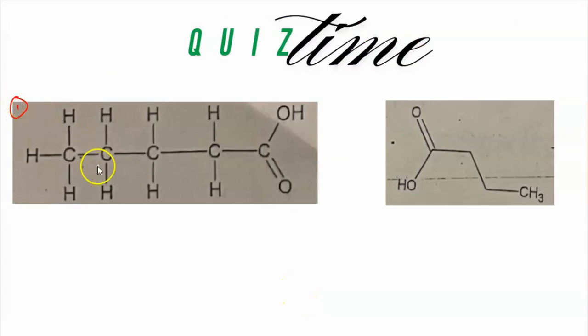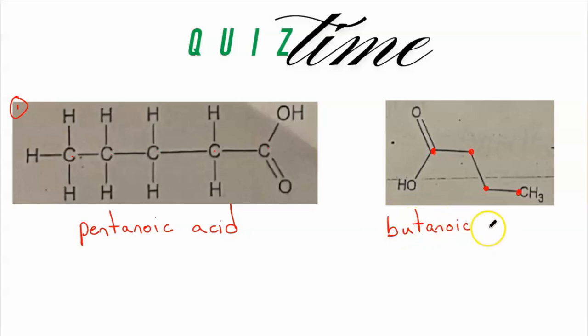All right, so our first one, we have 1, 2, 3, 4, a 5-carbon chain. So that is pentane, but we're going to change it to pentanoic acid. Okay, this one we have 1, 2, 3, a 4-carbon chain, and then our double bond oxygen and our hydroxyl. This one is butane, and so it becomes butanoic acid.